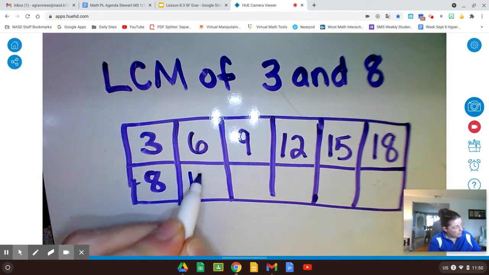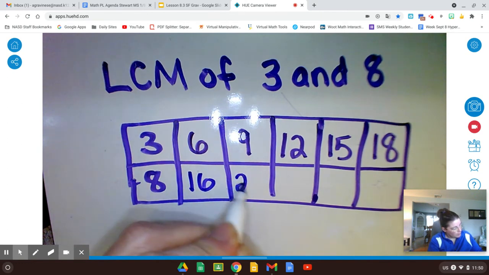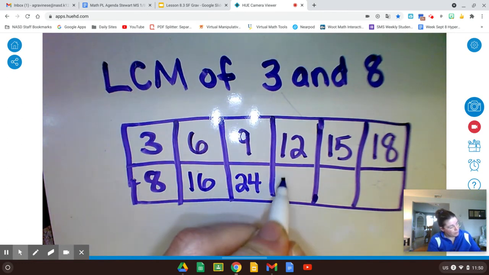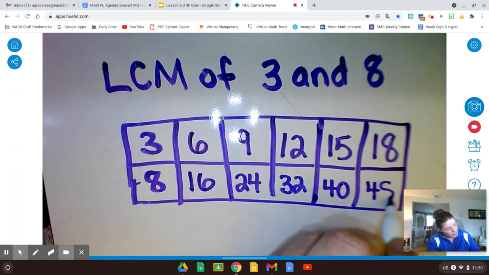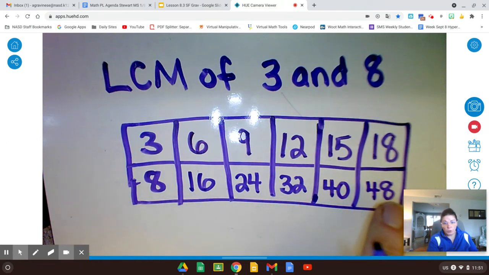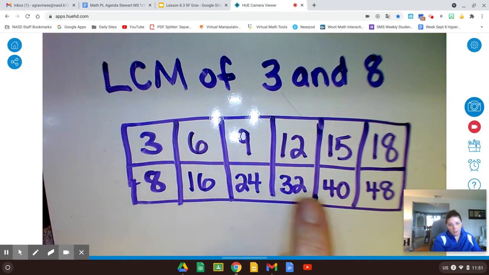8, 16, 24, 32, 40, 48. Now, if you didn't know that, you could use a times table. Okay? Now, is there anything in common yet? No. Now, 8 is larger than 3, so you can see the multiples of 8 are increasing a lot more.